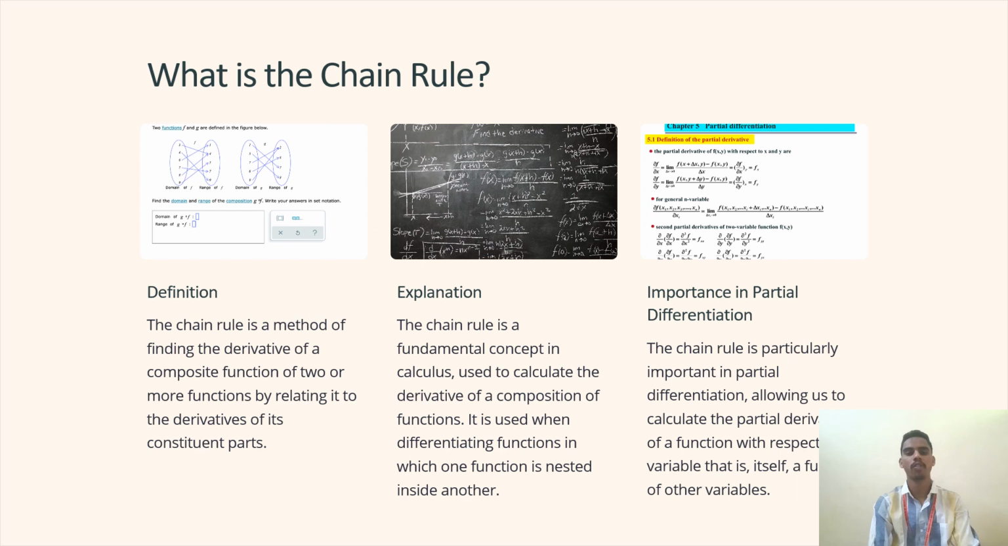Moving forward to the next slide. What is the chain rule? Definition. The chain rule is a method of finding the derivative of a composite function of two or more functions by relating it to the derivatives of its constituent parts.